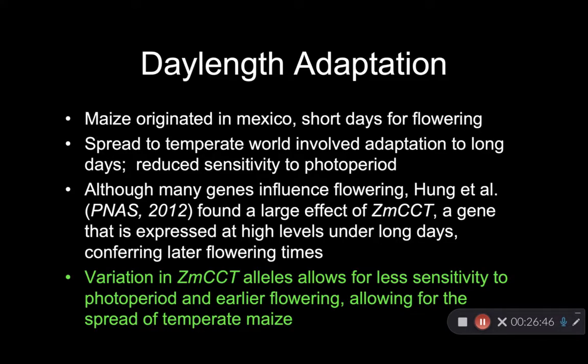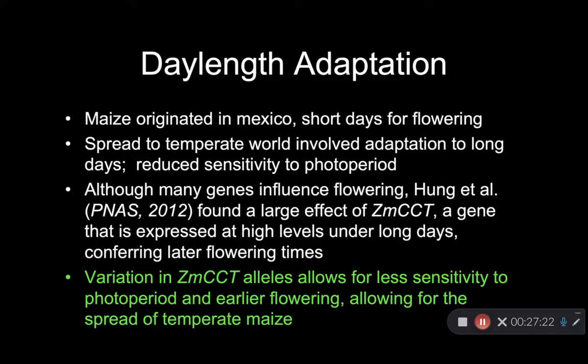Another great example in corn is that corn originated in Mexico and is a short day plant for flowering. So it's used to flowering under short days, but it spread around the whole world. It grows here in Wisconsin, where we have very, very long days in the summer, 16-hour days compared to, say, 12-hour days in Mexico. And it turns out that there is a single gene, called ZMCCT, that has a huge effect on the ability of that plant to flower under different day lengths.